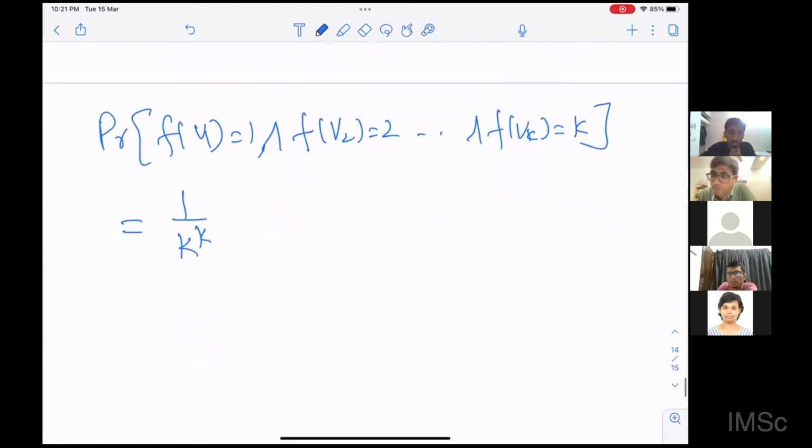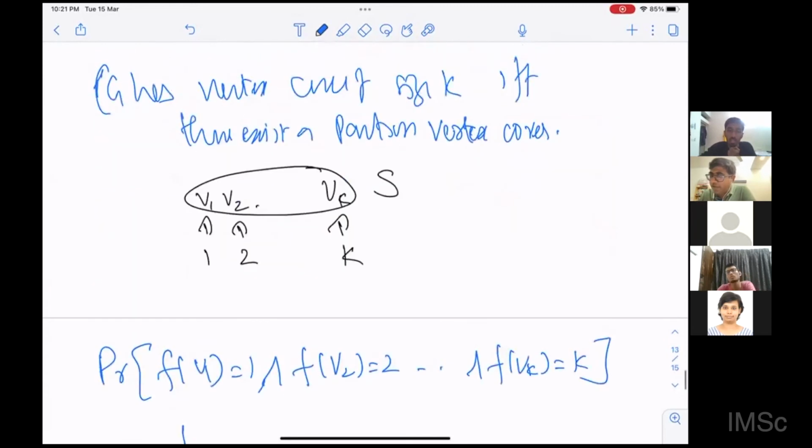Question, can we boost this probability? Can we say something better? Okay. For partition vertex cover, do you care that v1 gets 1 or v2 gets 2 or vk gets k? Do you really care? What do you care? That these get distinct colors, right? So you are also happy if v1 gets 2, v2 gets 1 and so on. So you are happy if any permutation of colors from 1 to k is given to the vertices in S. Any permutation of colors. Is that fine?